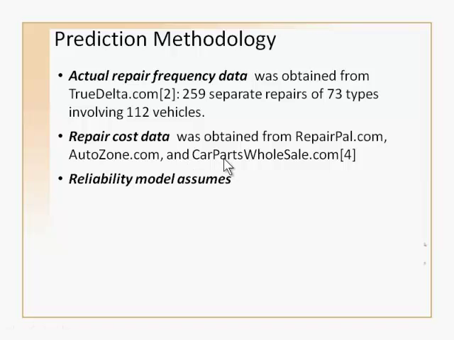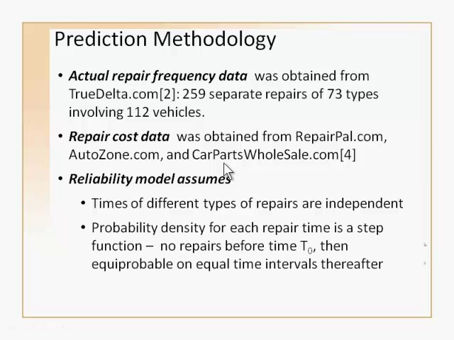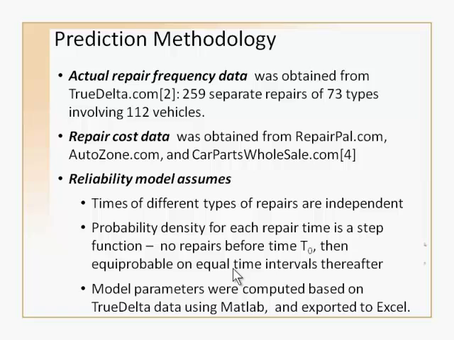And our reliability model, of course, there are assumptions in the model. Our assumptions were that the times that different types of repairs occur are independent. The probability density for each repair time is a step function. There's a certain time t0 for each repair before which no repairs occur, and then repairs are equally probable on equal time intervals thereafter. Now, of course, this is a huge oversimplification, but it is a first step in a model, and it was really all we could do with the data that we had. So the model parameters were computed based on the true data using MATLAB and exported to Excel. So the user product is Excel, but a lot of preliminary work was done which required MATLAB.